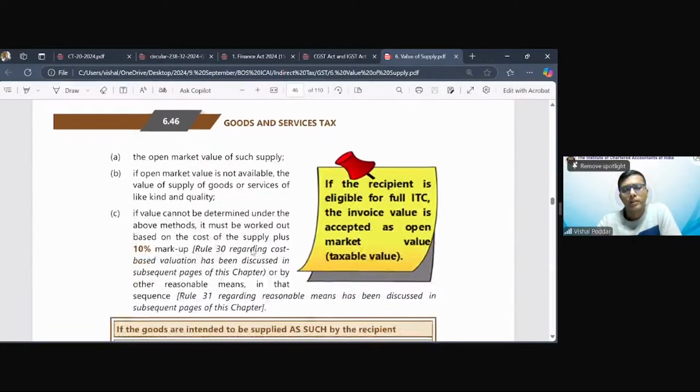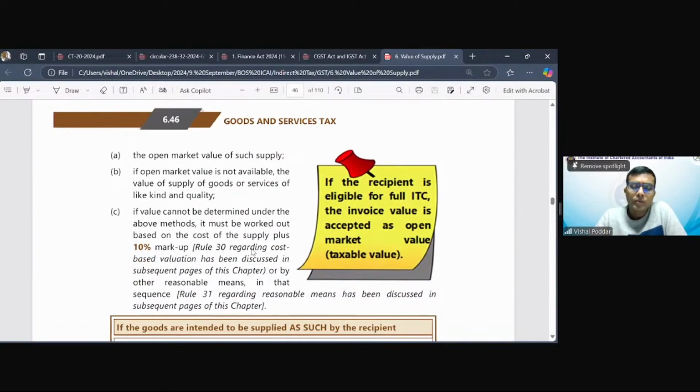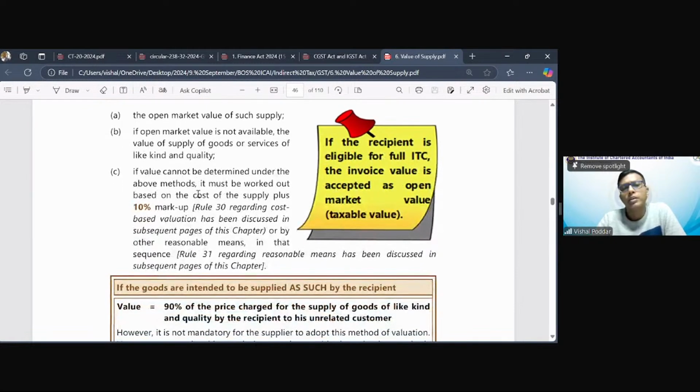Yes. Now, what is the rule? For Rule 28, the value is, first you take the open market value, that is the price which I'm charging to others. If open market value is not available, you take the value of goods or service of like kind or quality, that is you take the FMV. And third, where both are not available, you go by costing at 10% markup, or if that is also not possible, then you find out value on the basis of some reasonable means consistent with section 50.